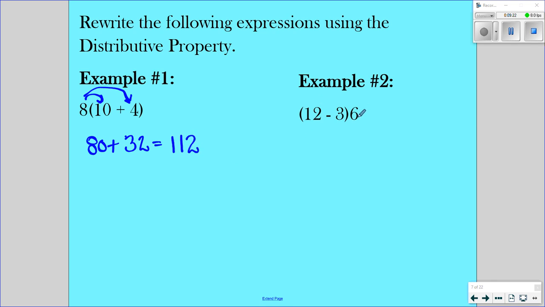Same thing with this. Even if the number is behind the parentheses, you're still going to distribute. And remember, whatever sign is in front of that number, it belongs to that number. It has to be part of the operation. So 6 times 12, 72. And then this will be negative 18. So when you subtract those two, you'll have 54.